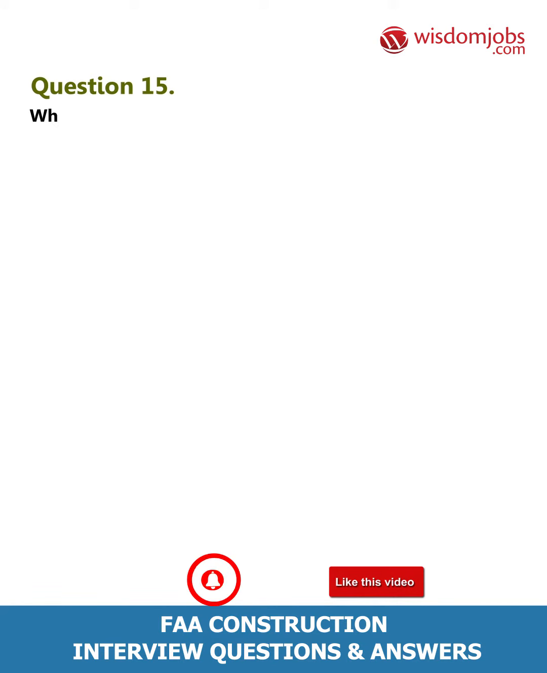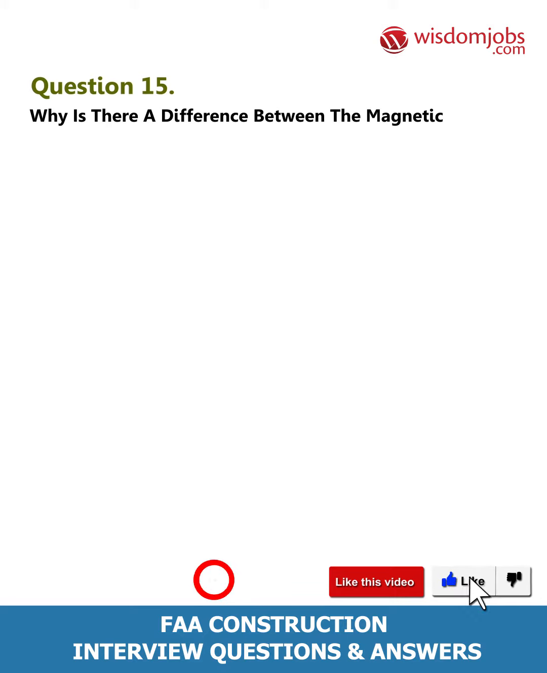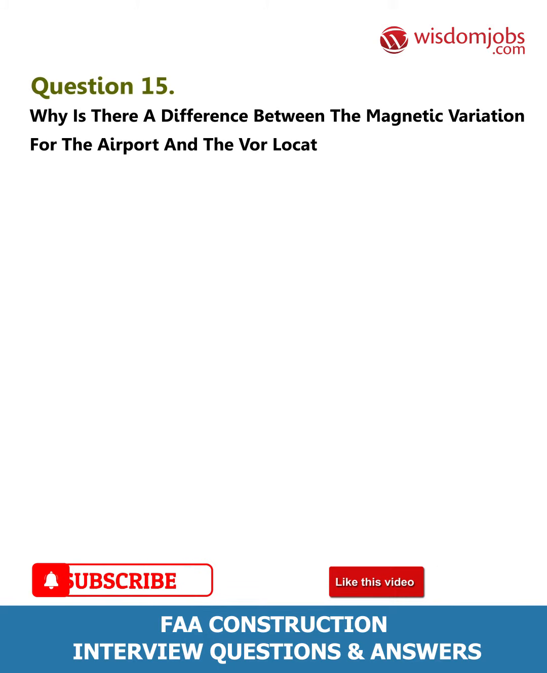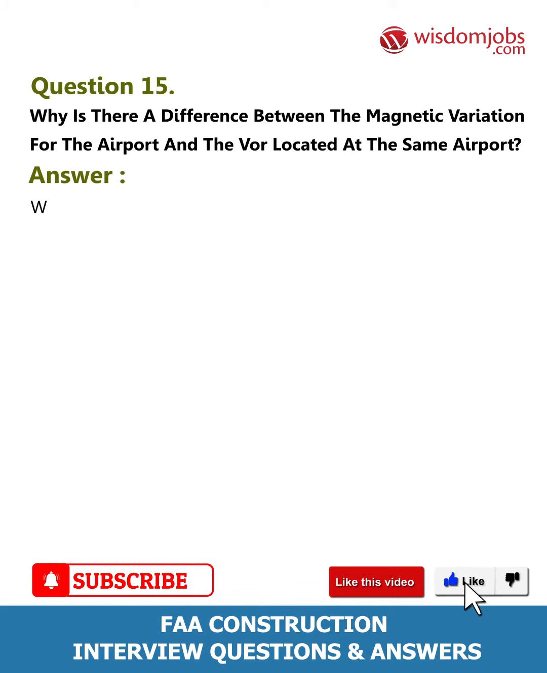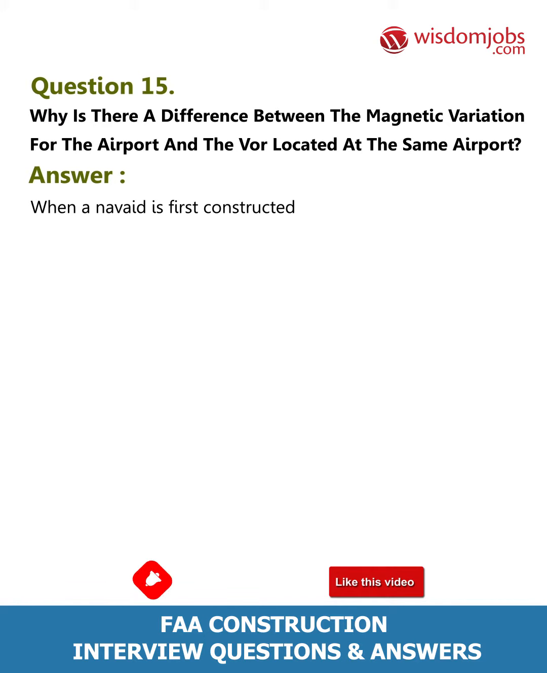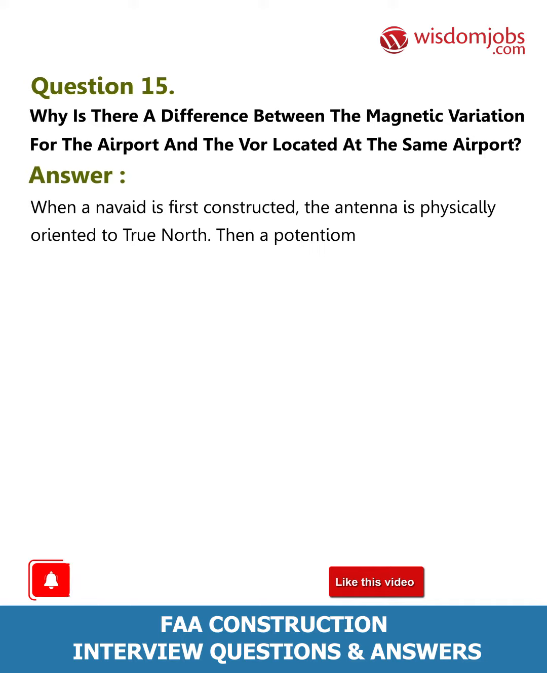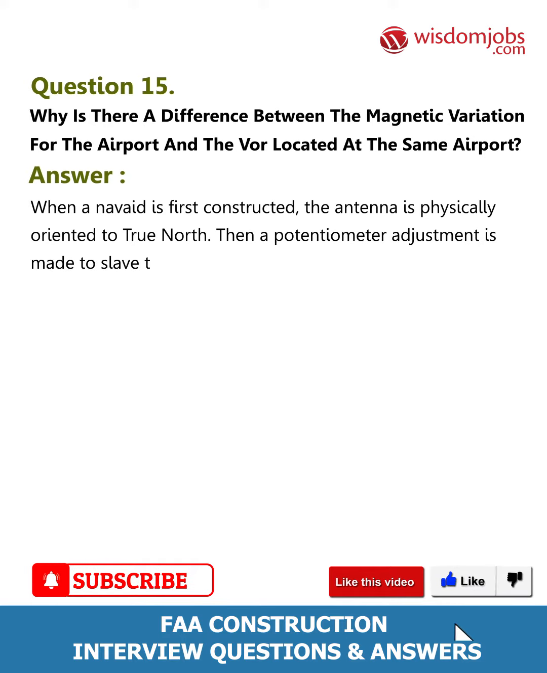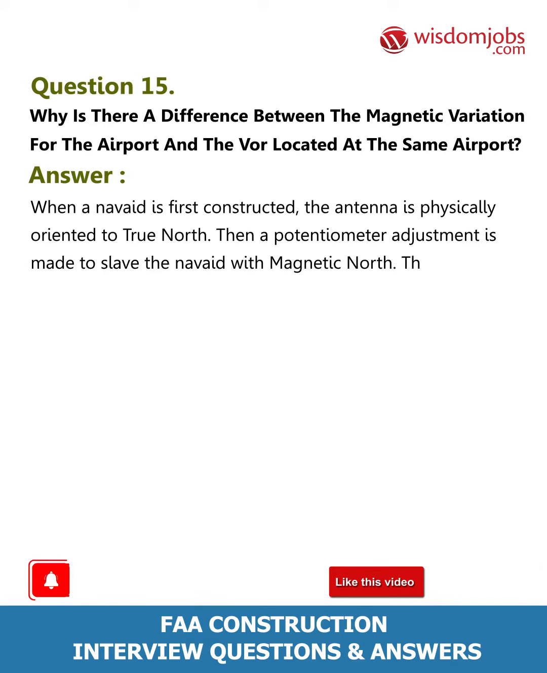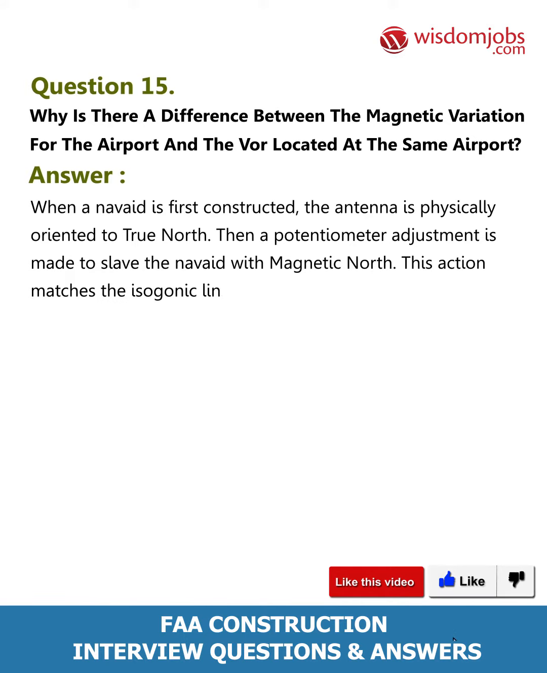Question 15. Why is there a difference between the magnetic variation for the airport and the one located at the same airport? Answer. When a NAVAID is first constructed, the antenna is physically oriented to true north. Then a potentiometer adjustment is made to slave the NAVAID with magnetic north. This action matches the isogonic line, making it agree with a magnetic compass.